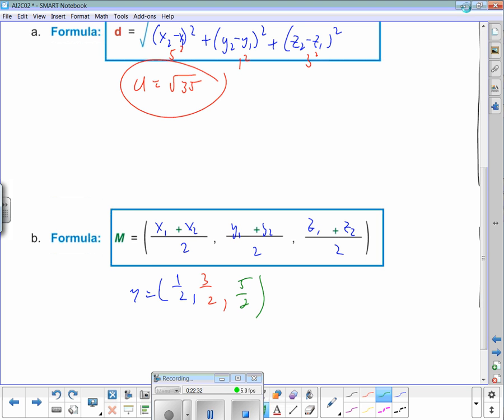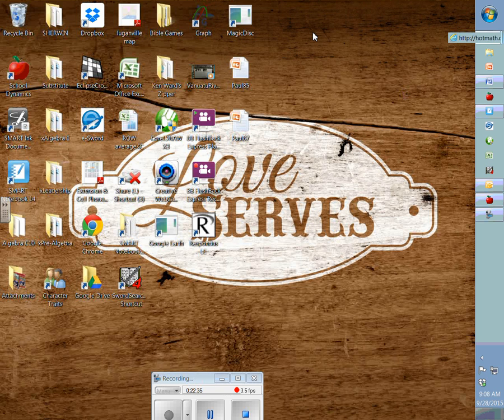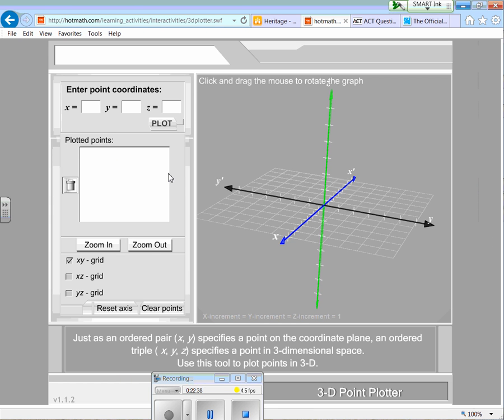Let me see if I can do it real fast, if I can find the plotter. Okay, what was the first point? 3, 1, what? Come on, help me out. What's on the top of your page? 3, 1, 4. Okay, so there's the first one. What's the second one? -2, 2, 1. So there's the second one, right? And what did we end up with? 0.5. Was it 1/2? And what was the second one? 3/2. And what was the third one?